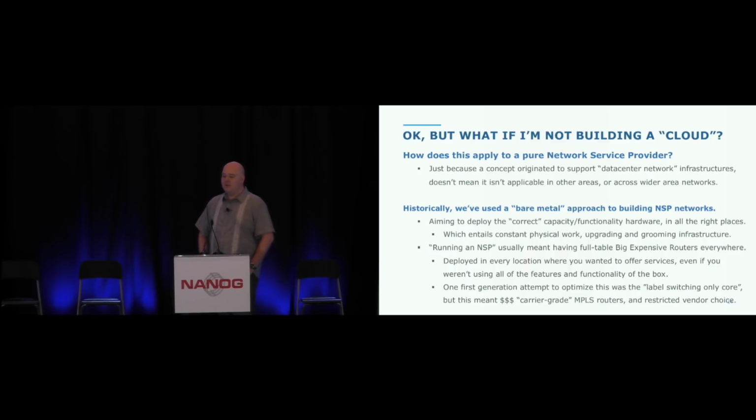One of the early generation attempts to optimize around this was what's called the label switching only core. So this was an MPLS-based system where in the core, you wouldn't need a full FIB device. You wouldn't need to carry a full internet table. All you would do is label switch. So you could, for example, optimize for a different device. But one of the big problems here was you still needed some carrier-grade MPLS speaking thing. And the vendors didn't really have a great motivation to create this particular product because they wanted you to keep buying their big expensive box.